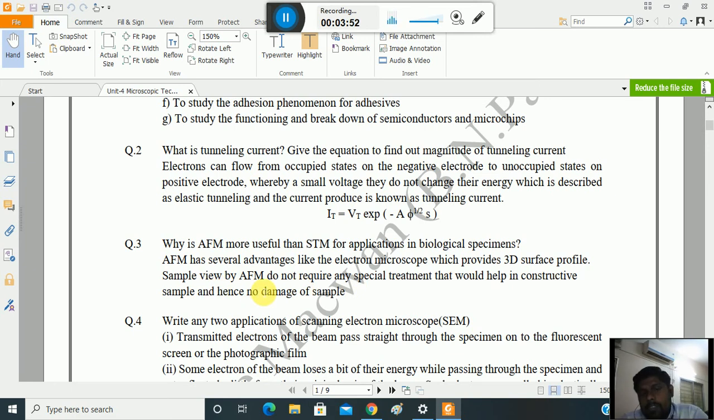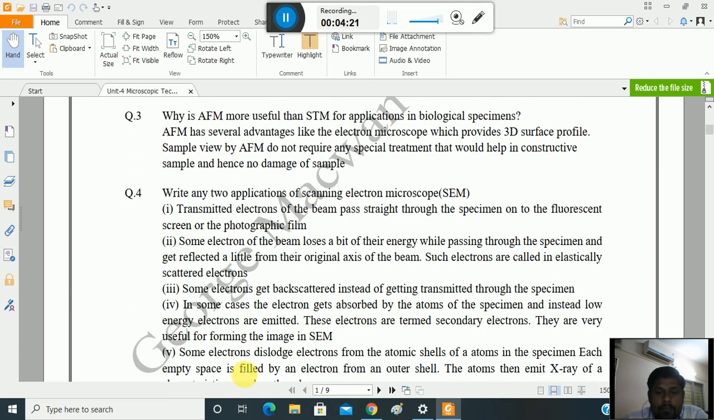If there were any pre-treatment of the sample before starting the analysis, sometimes what happens is that the surface of the sample is damaged. But whenever you use the AFM technique for analysis, no pre-treatments are required. You can analyze the sample in the form in which it is found. So that is the main advantage of AFM over the scanning tunneling microscopic technique.